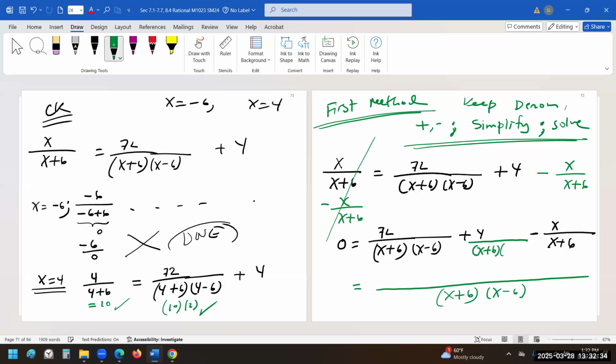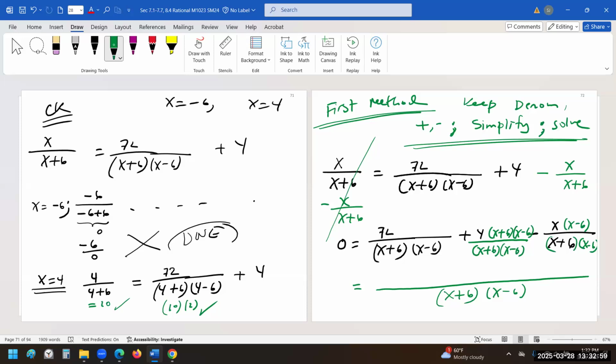So we want our LCD here: x plus 6, x minus 6. Do we have our LCD on the third denominator? What is missing? So multiply by x minus 6. And now you're happy. All the denominators are the same.